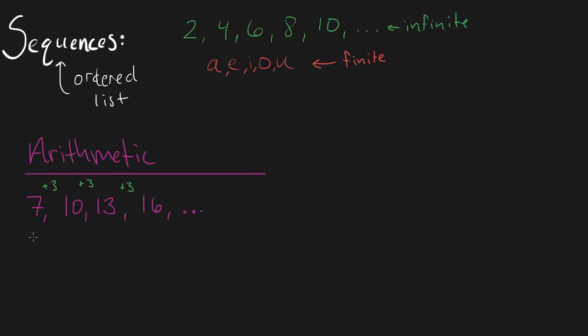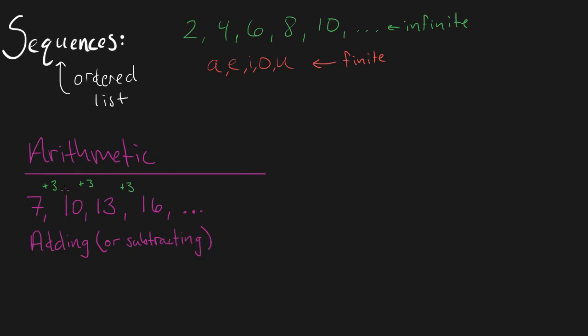Again, arithmetic just means that we are adding. We are adding between each number. And of course, we could add negative numbers, which would be the same thing as subtracting. And so we also have the inverse operation of subtracting.